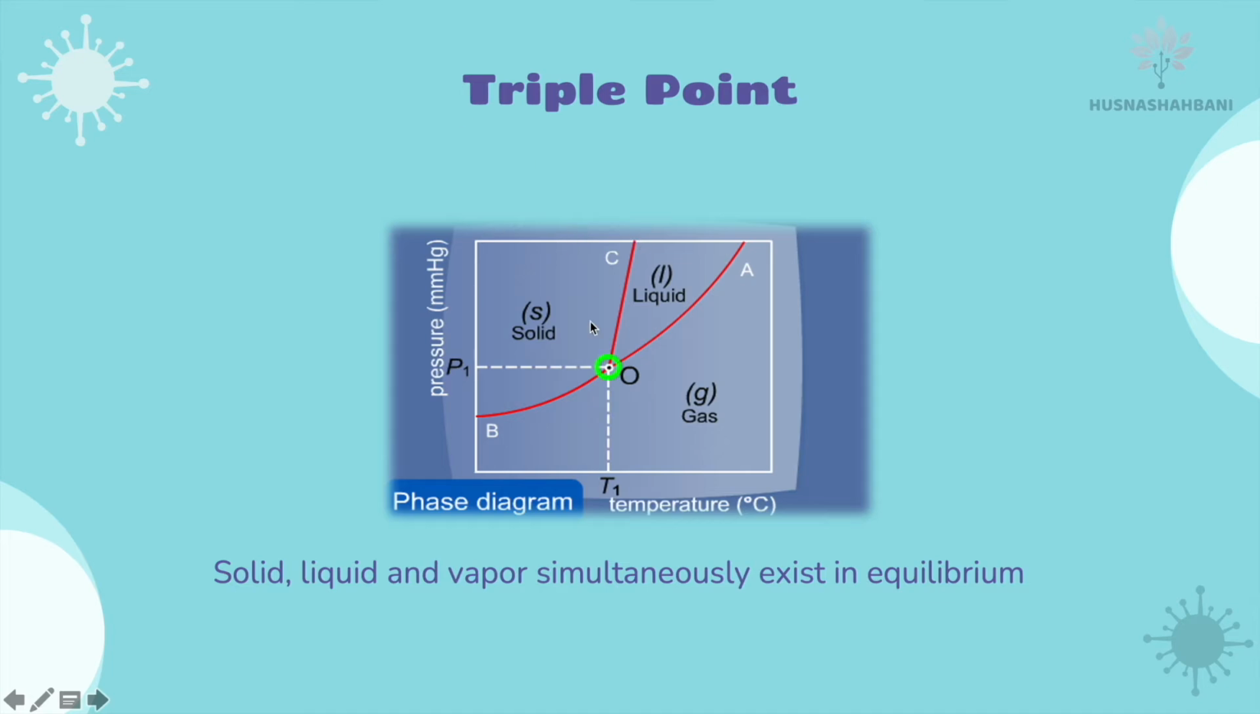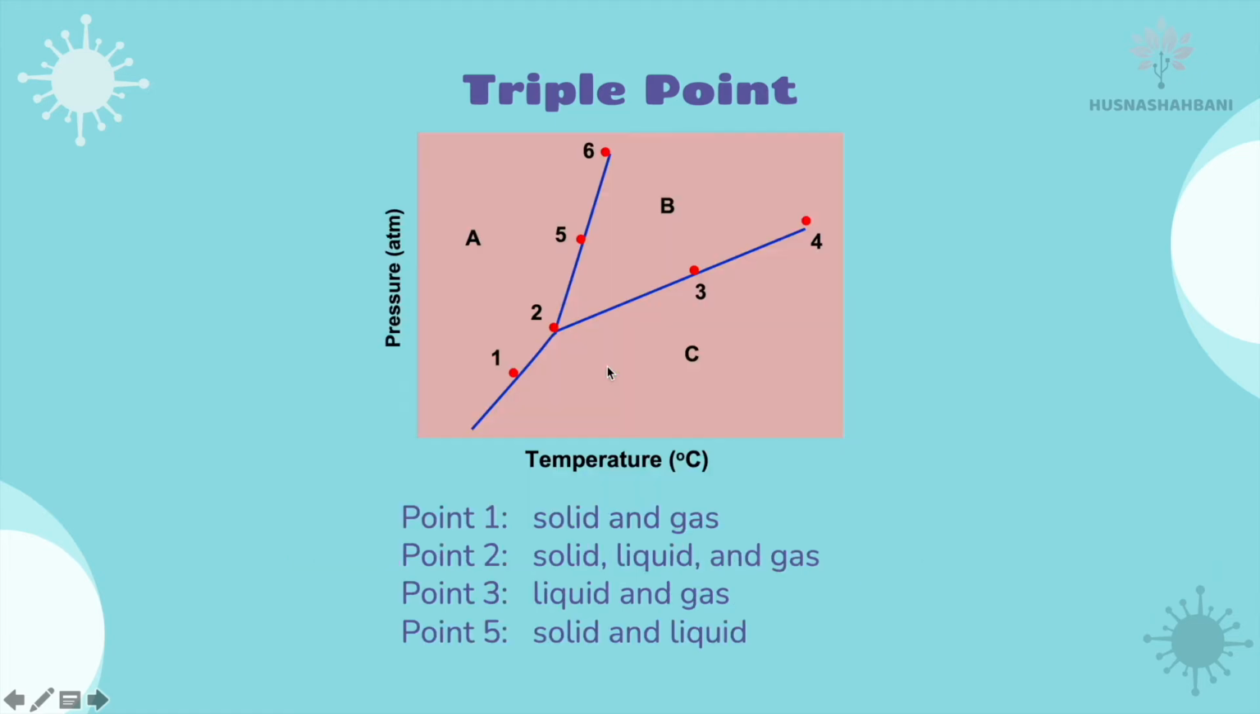Triple point. Here is the triple point, the meeting point of the lines OC, OA and OB. Here, solid, liquid and gas or vapor simultaneously exist in equilibrium. So here, three states of matter can be formed: solid, liquid and gas at the triple point.